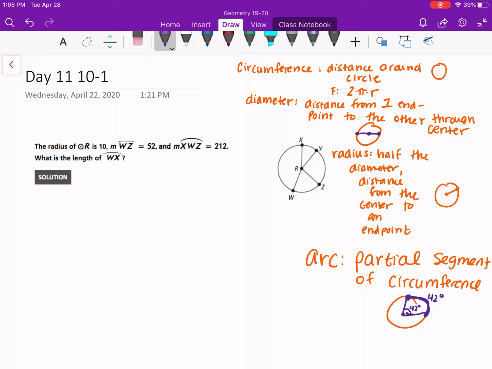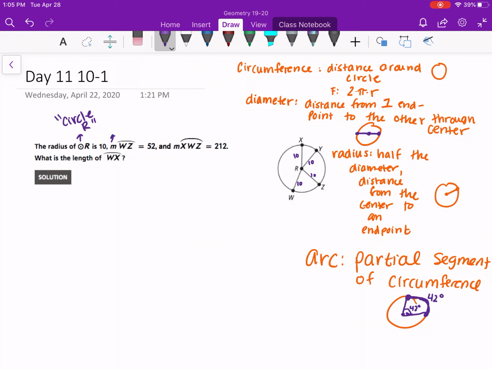So let's go ahead and dive into our problem, and we can talk a little bit more about those. It says the radius of this little bullseye here, which means circle R. The reason we put the dot in it is so that we don't accidentally confuse it and think that it's an O or a 0. So that's circle R. The radius is 10. So that means all of these distances right here are distance 10.